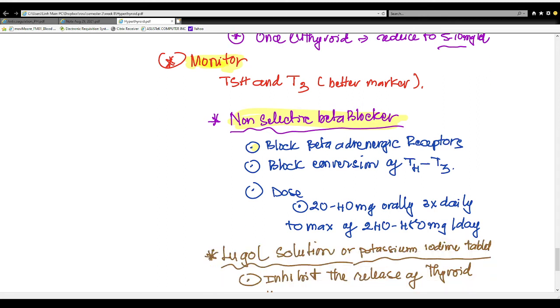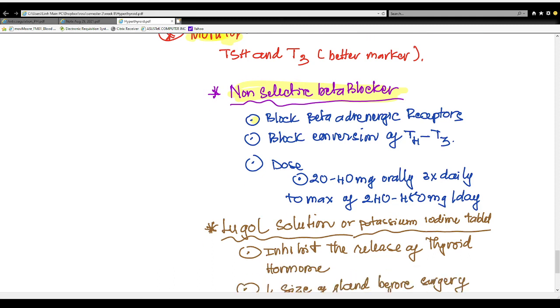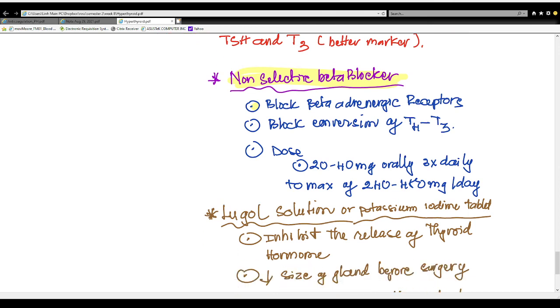Non-selective beta blocker. The mechanism is to block the beta adrenergic receptor. It blocks conversion of T4 to T3. Dose 20 to 40 milligram oral 3 times a day to a maximum of 240 to 480 milligram daily.